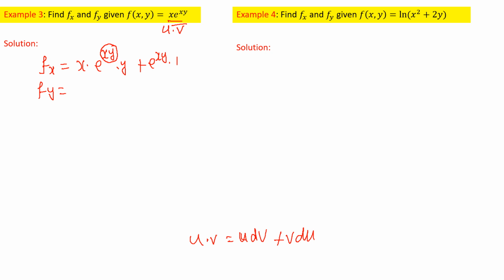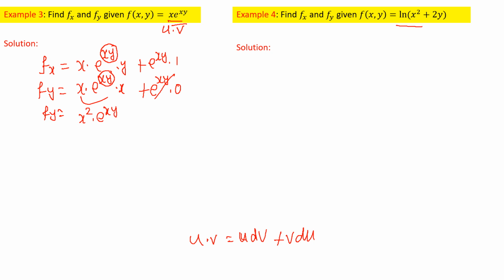Then fy. Again for fy also we apply product rule. So we have x into e to the power xy. This time we are differentiating with respect to y. So derivative of xy will become x. Plus e power xy. Derivative of x with respect to y will be 0. So this term will be cancelled. So we have fy equal to multiplying these two, x times x, that is x power 2 e to the power xy.